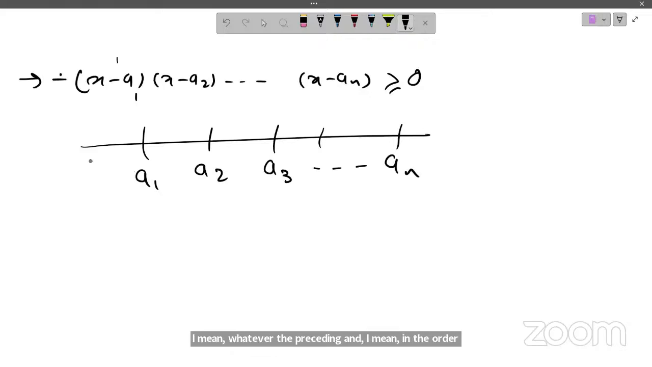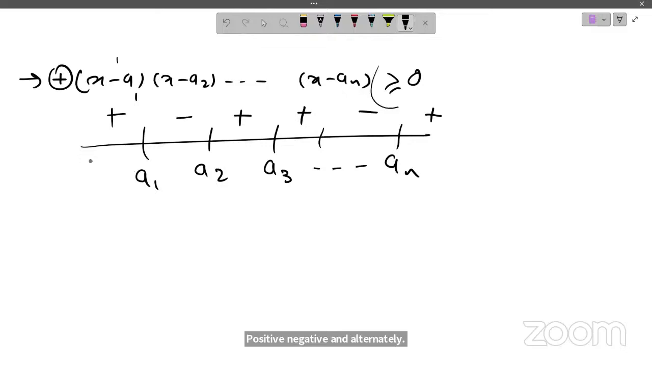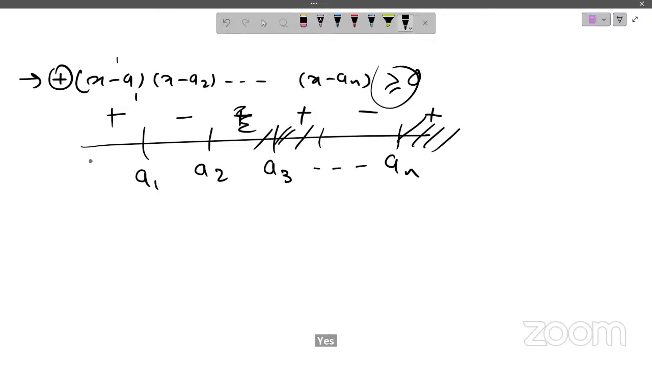If there is a positive sign here, you will start with positive, then negative, and alternately put positive, negative signs. And if you want greater than or equal to 0, the shaded portion of positive will be included. This will be negative, this will be positive, this will be negative. So the shaded portion of positive will give the required answer. This is known as the Wavy curve method.